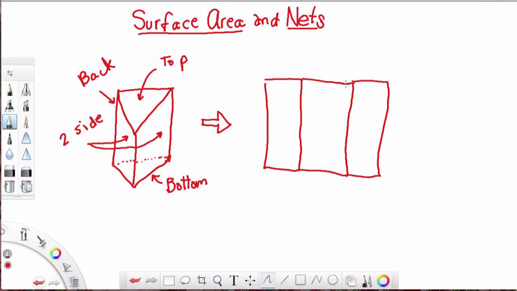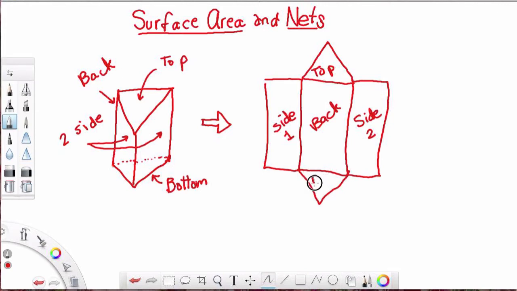A little curvy there, sorry about that. So here we have side 1. Here we have the back. And then we have side 2. These are our 3 faces. Here are the 3 rectangular faces, but we can't forget about the top face, which is a triangle, as well as the bottom face that we folded back as well.